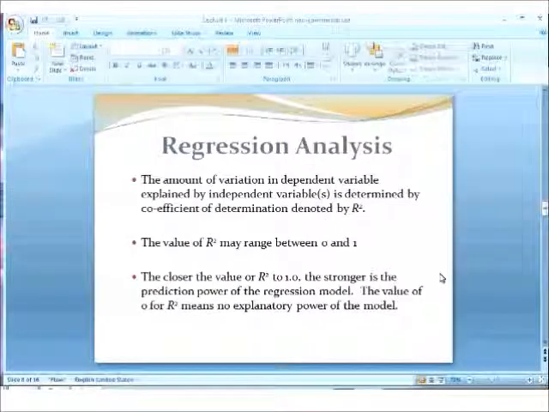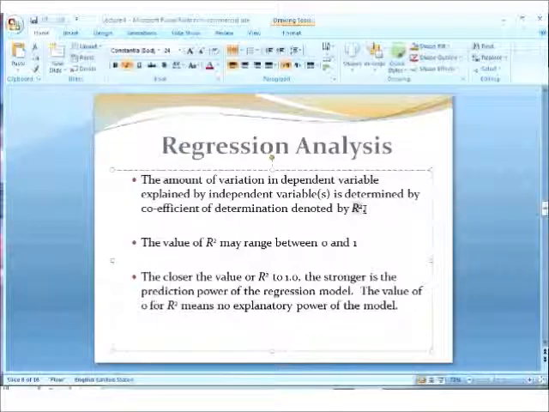So, the amount of variation in the dependent variable explained by the independent variable is determined by the coefficient of determination, denoted by R square. Now, when we were discussing the correlation analysis, we said that the value of R tells us the strength of the relationship between our dependent and independent variables. How can we tell that in terms of a regression model? How can we say whether a regression model is a strong model or a weak model? We come to know that by knowing the coefficient of determination, or R square.